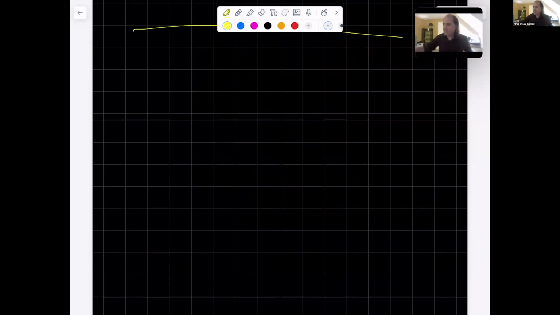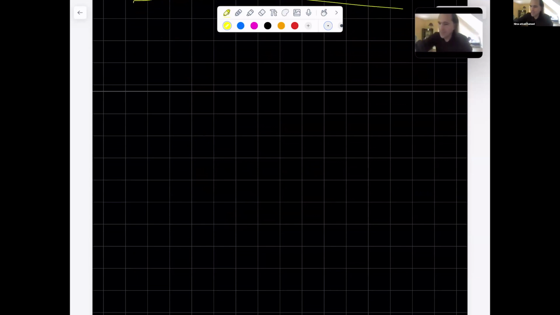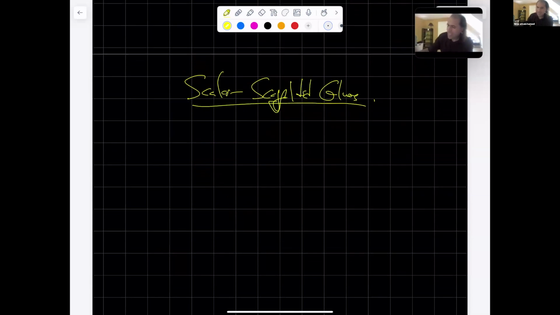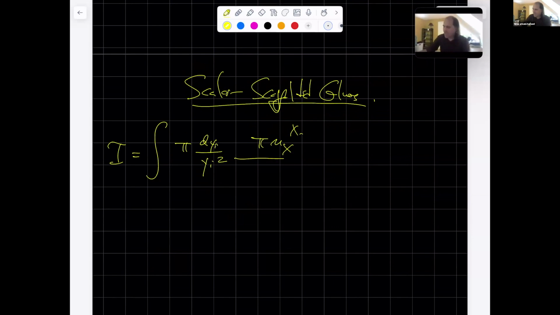Okay, so now I want to move on to talking about gluons. And so this is scalar scaffolded gluons. All that happens in this story is that it's exactly the same integral, except that instead of the measure being the product of dy over y, it's the product of dy over y squared. Okay, so that innocent change from the measure dy over y to dy over y squared is what gives us gluons. That's the crazy thing.